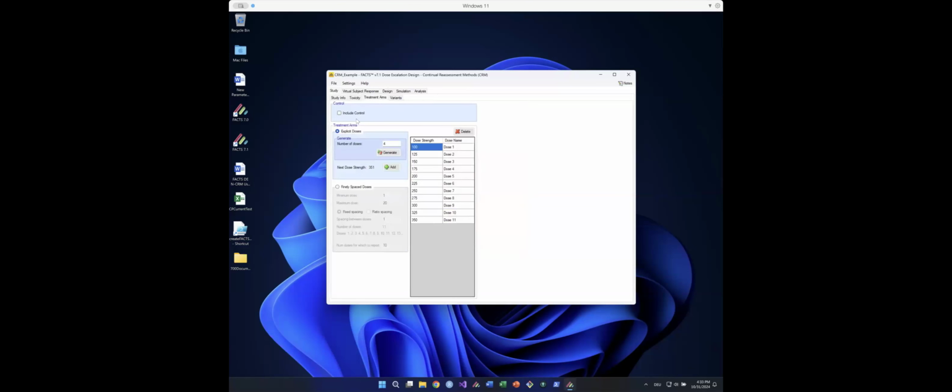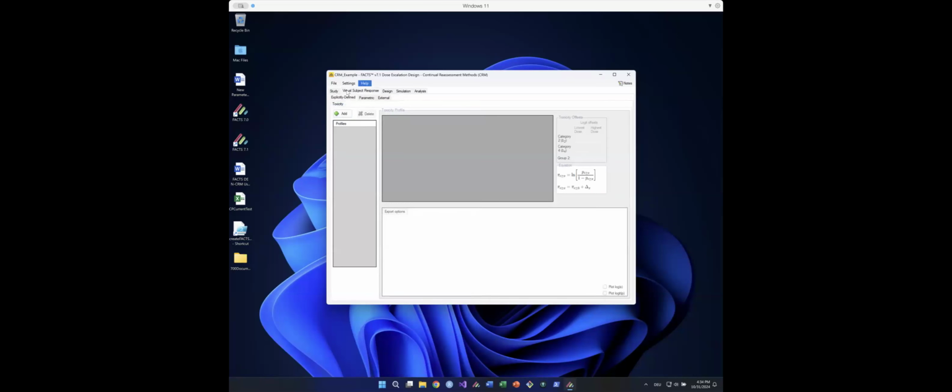In terms of treatment arms, I'm using explicit doses. There's also the concept of fine-spaced doses, which I'm not going to go into now, but it's much more convenient if you've got many doses that are all, say, 10 milligrams apart. But here I've specified the doses myself. There are 11 doses, and the dose strengths go from 100 milligrams to 350 milligrams in 25 milligram steps. We don't need variance in this design.